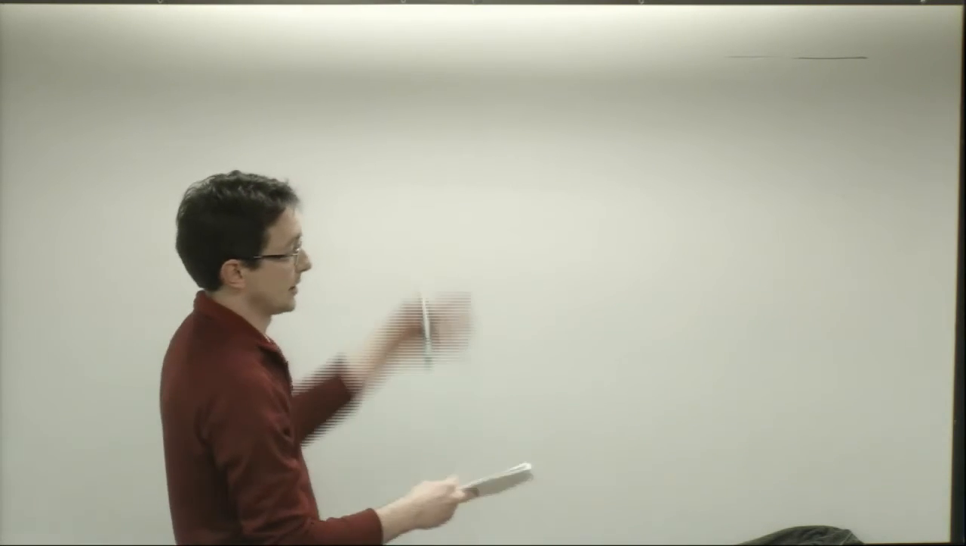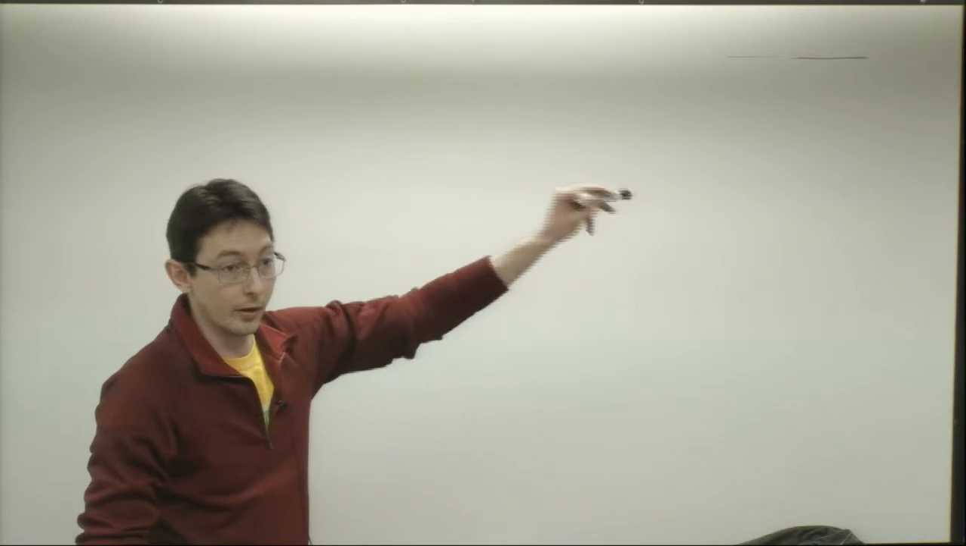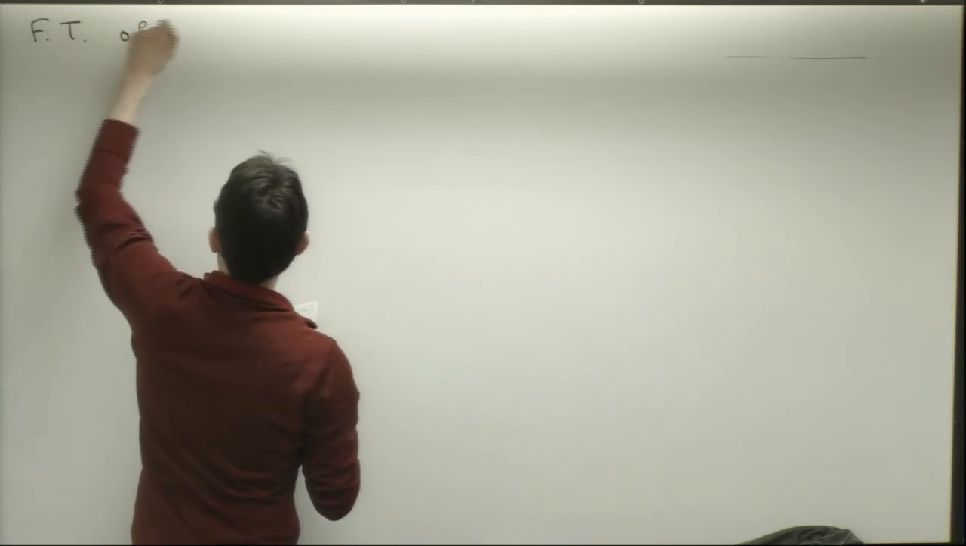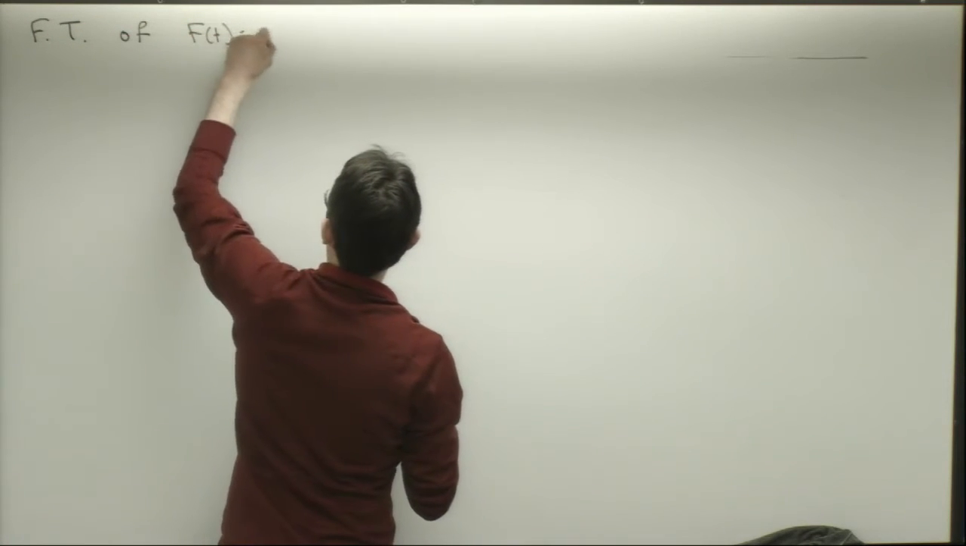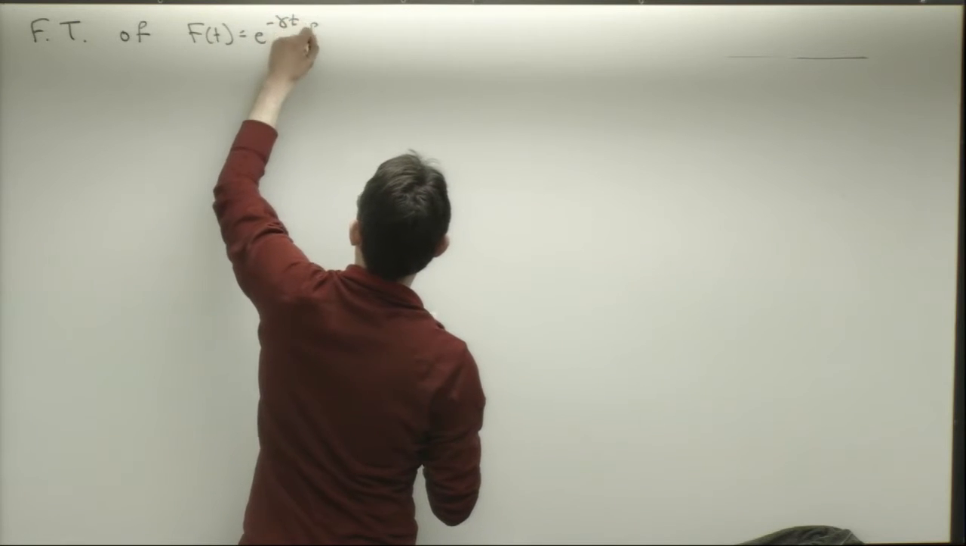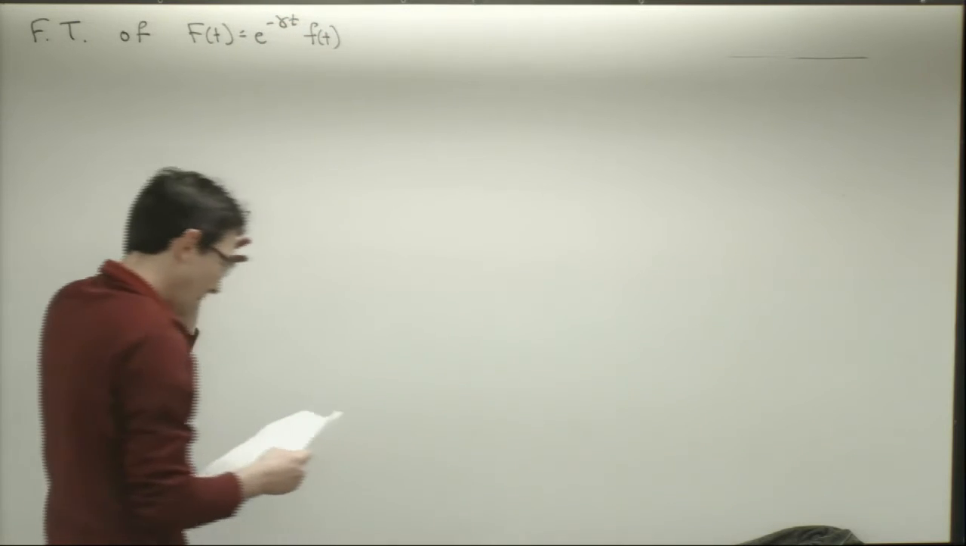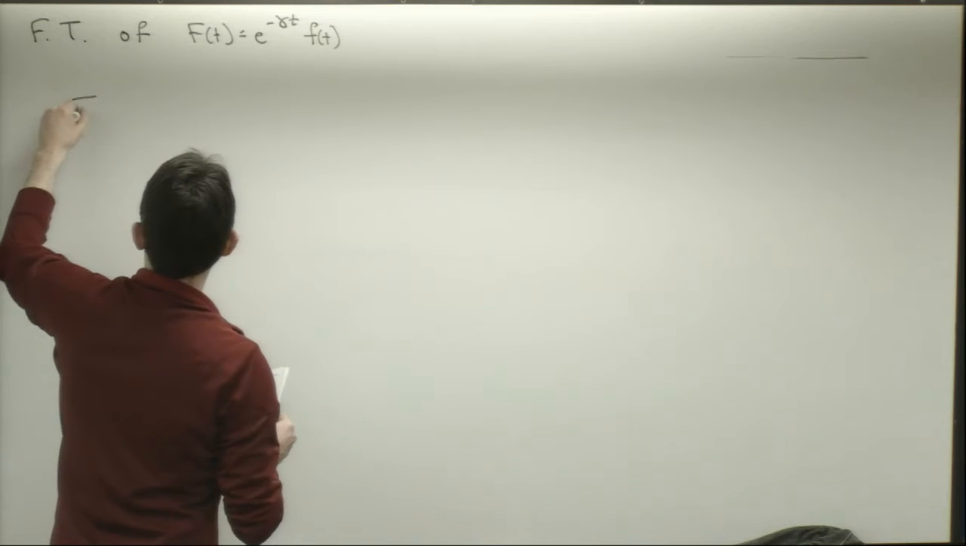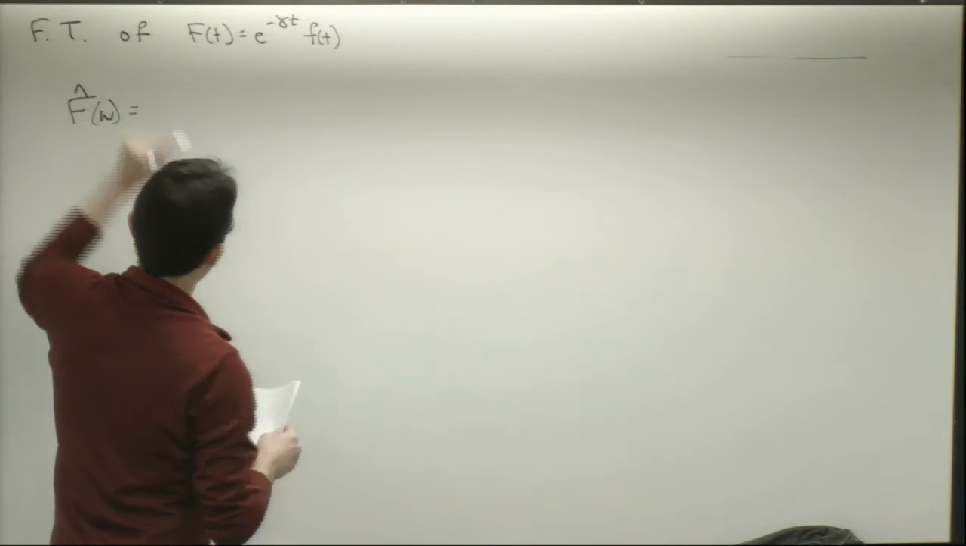Okay, so now what we're going to do is Fourier transform this big function F, and we're going to essentially derive the Laplace transform from the Fourier transform of this big function F. Okay, so the Fourier transform of F of t equals e to the minus gamma t times little f of t. So what's my Fourier transform? Big F hat of omega equals.